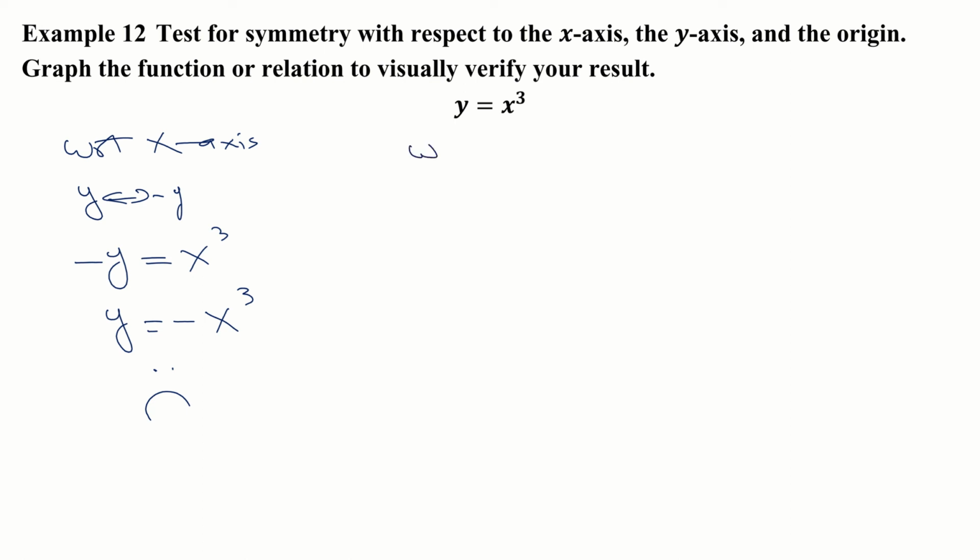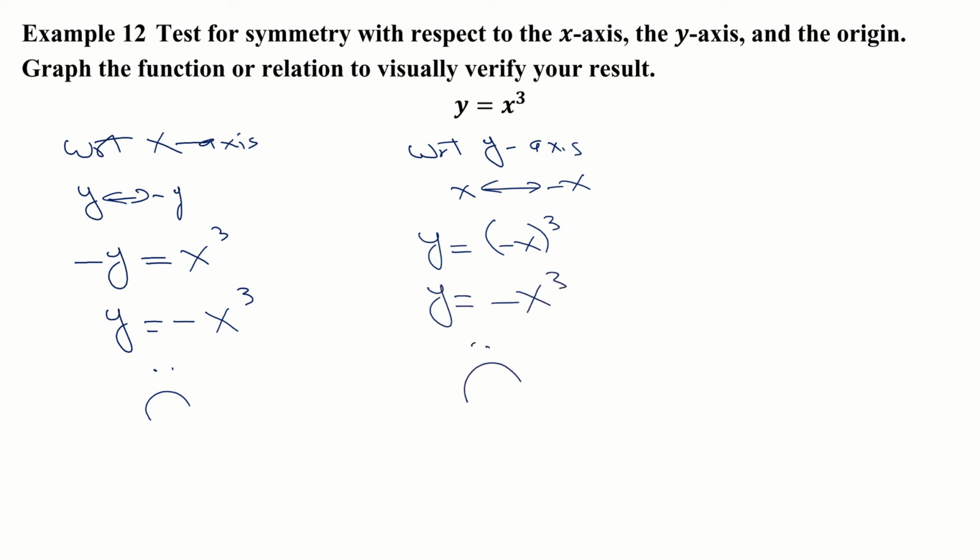To check symmetry with respect to the y-axis, right, we're going to replace x with negative x. So y equals quantity negative x cubed, so y equals negative x cubed. So once again, we did not get back to the original equation, so no, it doesn't have symmetry with respect to the y-axis.